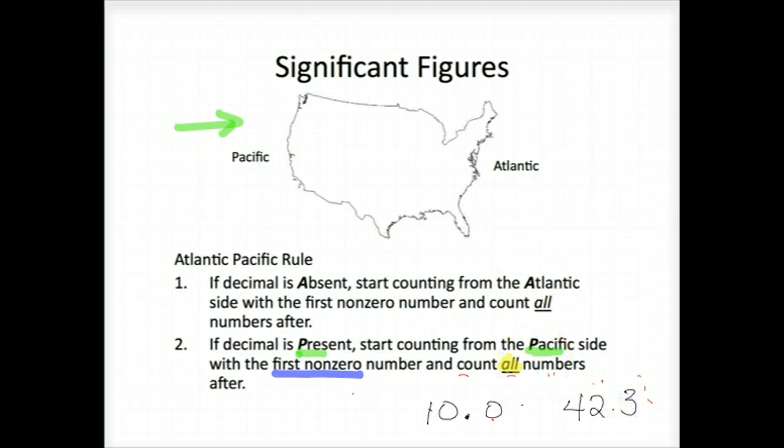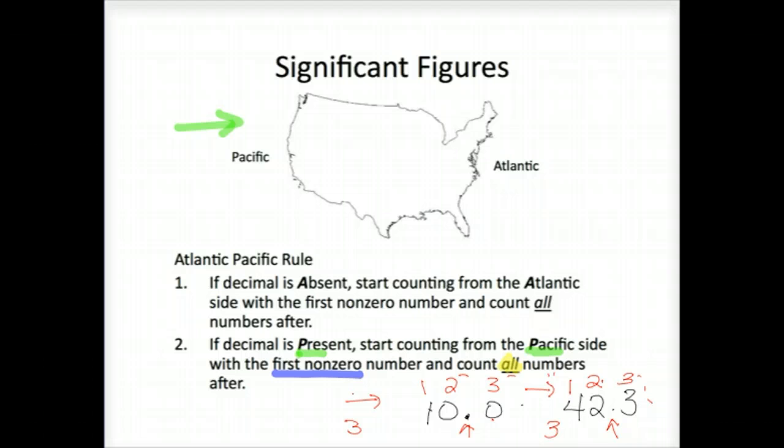Okay, so again, decimal present, yep. Start on the left side. My first non-zero number is the 1. I count everything after, so this has 3 significant digits. This one, decimal present, Pacific, first non-zero number is 4, count everything after, so I have 3 significant digits in both. That's all you're doing.